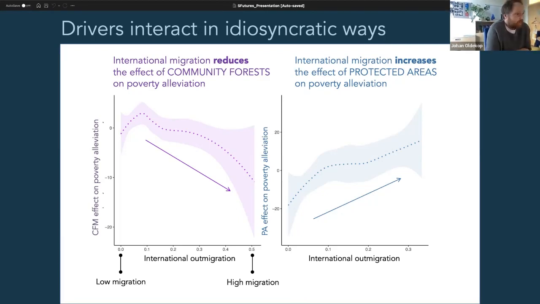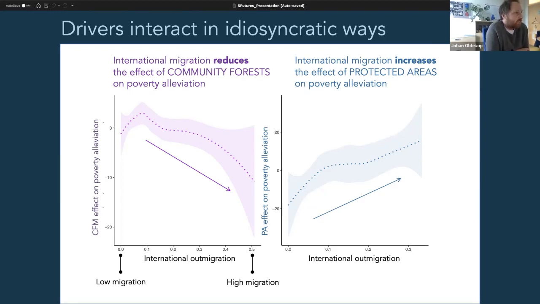So as migration increases, the ability of community forests to alleviate poverty goes down. And we see the opposite in the case of protected areas. As international migration increases, the effectiveness of protected areas on poverty reduction increases. So we're seeing international migration having opposite effects on community forests' and protected areas' ability to reduce poverty. In the case of community forests, we think that this might be because migration might be eroding the community forest management institutions that are required for the successful management of community forests.